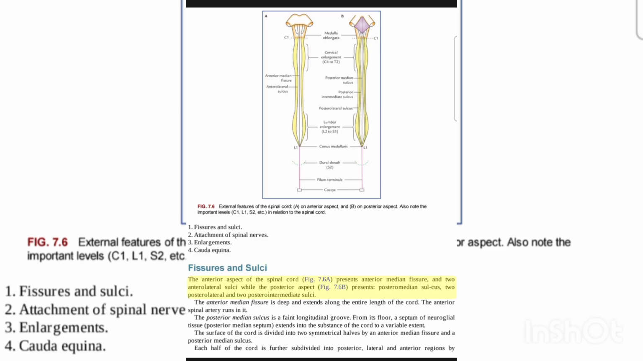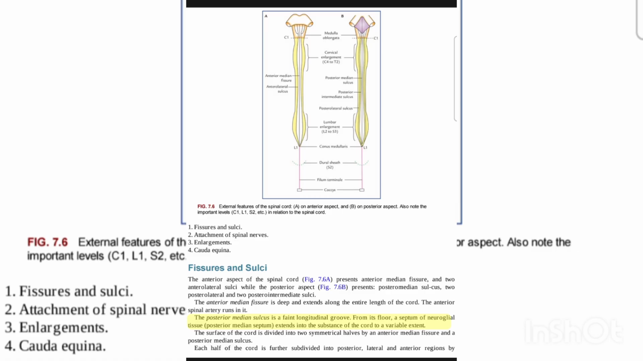Fissures and sulci. The anterior aspect of the spinal cord, Fig. 7.6a, presents an anterior median fissure and 2 anterolateral sulci, while the posterior aspect, Fig. 7.6b, presents a posteromedian sulcus, 2 posterolateral and 2 posterointermediate sulci. The anterior median fissure is deep and extends along the entire length of the cord. The anterior spinal artery runs in it. The posterior median sulcus is a faint longitudinal groove.